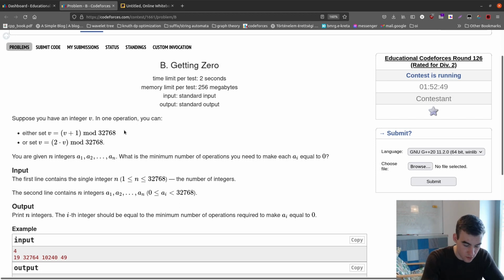What's 32,768? Yeah, that's 2 to the 15th. Okay, 2 to the 15th. In one operation, you can increase it by one or multiply it by 2.